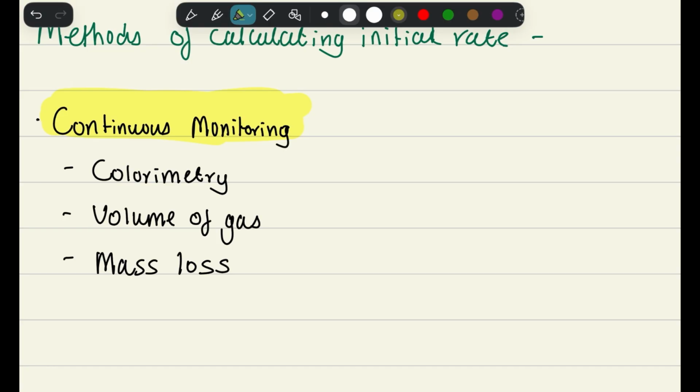I think you can also do it with titration, but I wasn't too sure on putting it in, but let's add it. But you can do continuous monitoring of this. So you're literally just measuring something as it goes throughout the reaction, put it into a graph, and then you'll find your rates of reaction at different times.